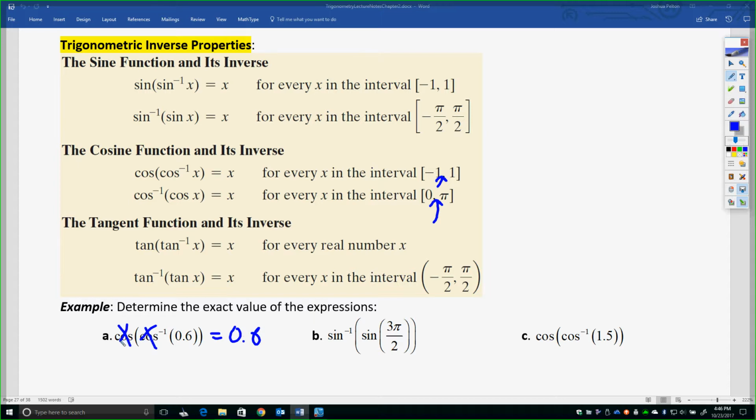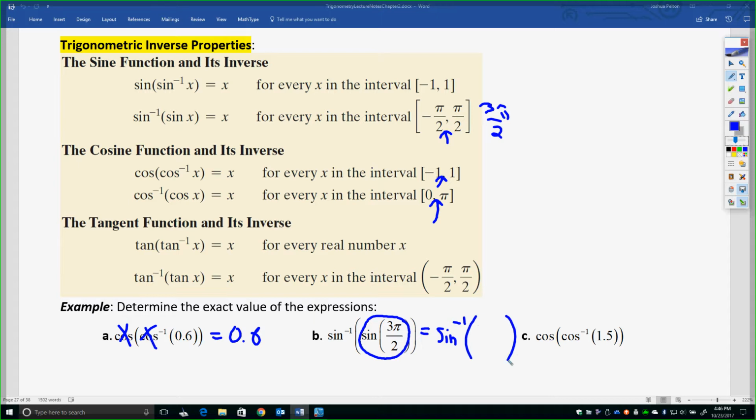Okay. However, the 3 pi over 2 is not in the range for inverse sine, right? 3 pi over 2 is out here somewhere. So we have to go through and do the math first. So in order of operations, the innermost part happens first. So if I do that, I get sine inverse of something.